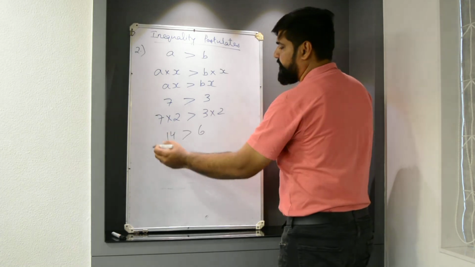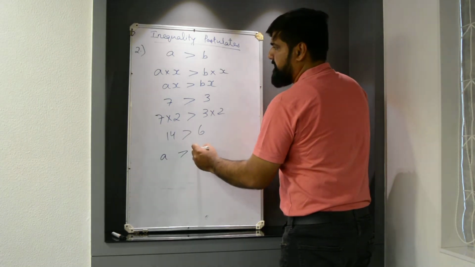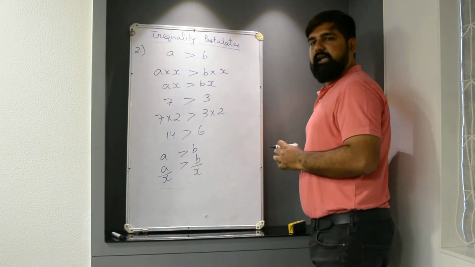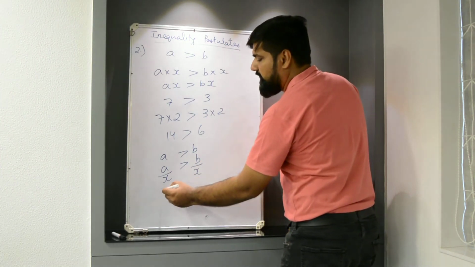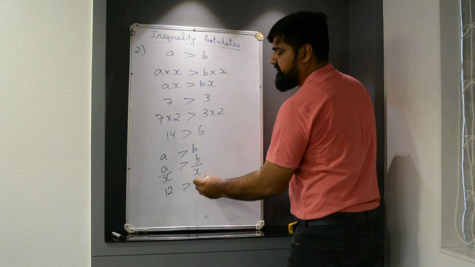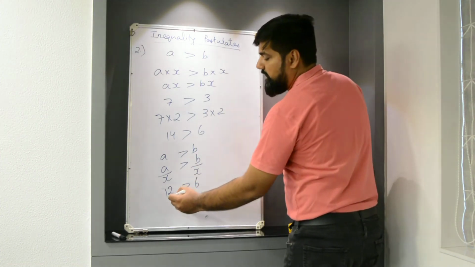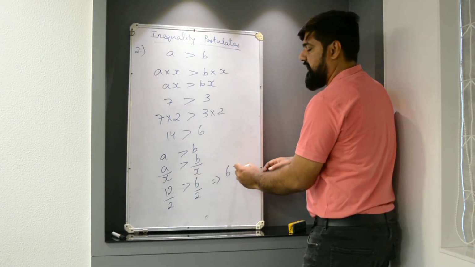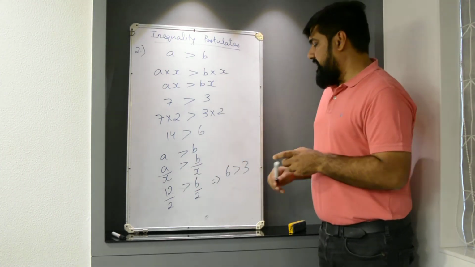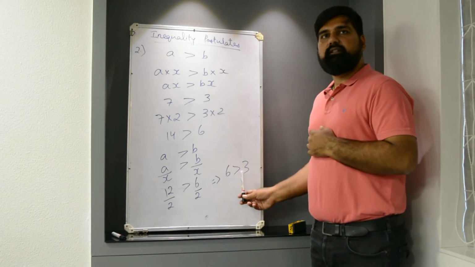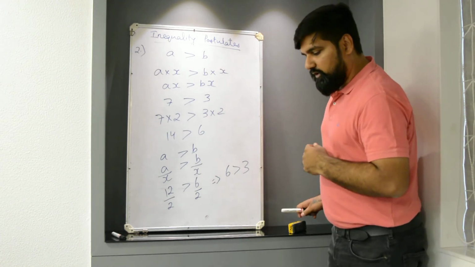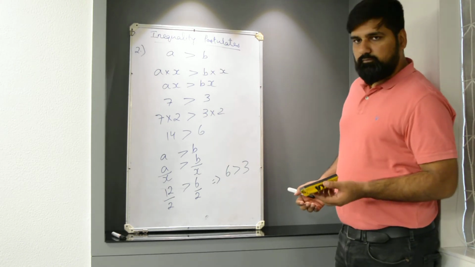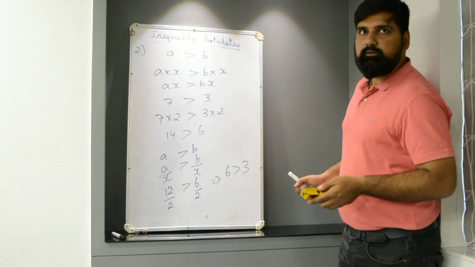If A is greater than B, then A divided by x will be greater than B divided by x. For example, 12 is greater than 6, and if we divide both sides by 2, the resulting answer will have the same inequality sign: 6 is greater than 3. Okay, now we'll discuss the third postulate.